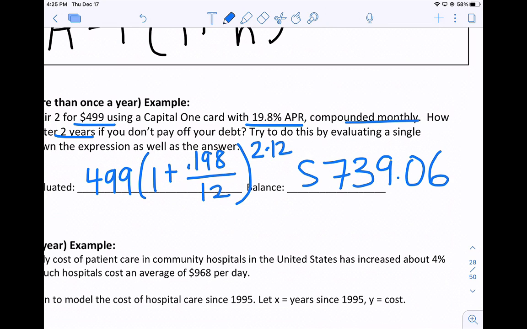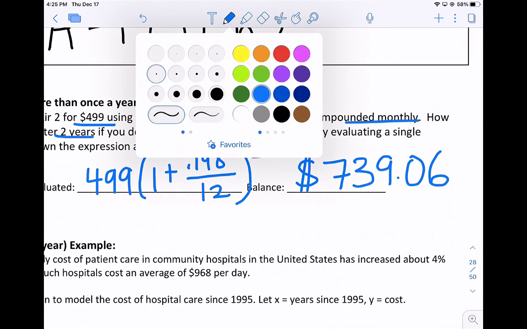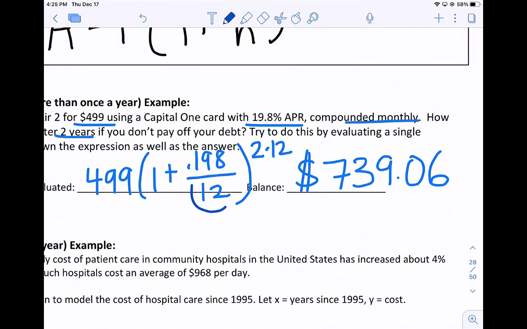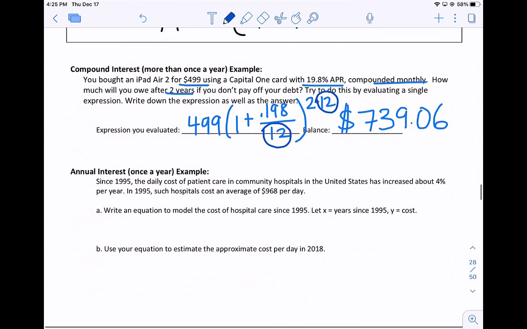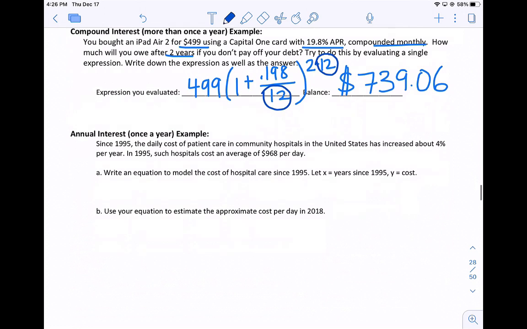That iPad Air was originally about $500. So the credit card company is making about $239 off of you because you can't pay what you owe. So there's the example of compound interest. The main difference is if it's more than once a year, you divide by that amount, but you multiply your time by that amount too. It's the same as annual interest because in annual interest, we're dividing by 1, so we don't write the divided by times.